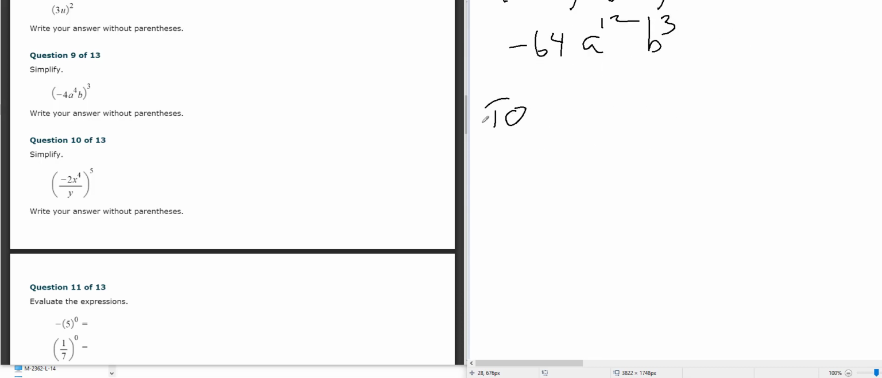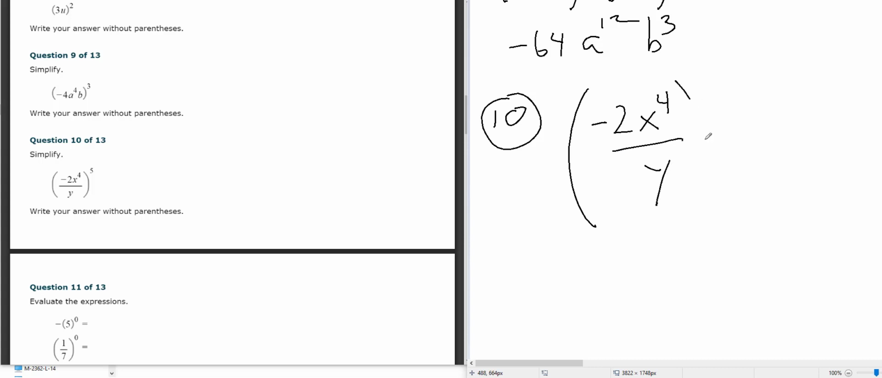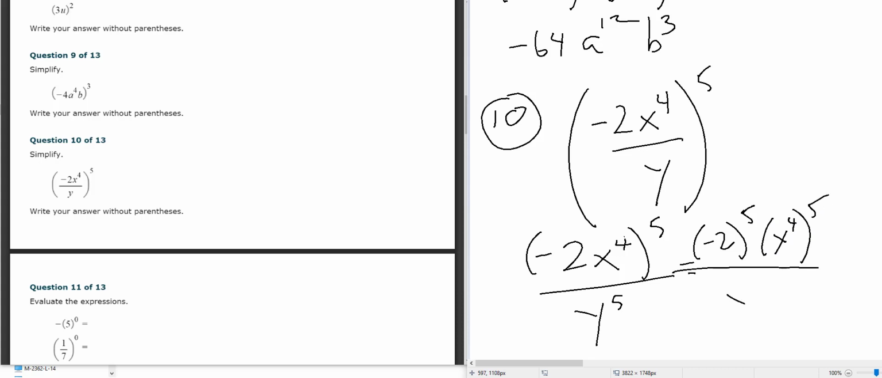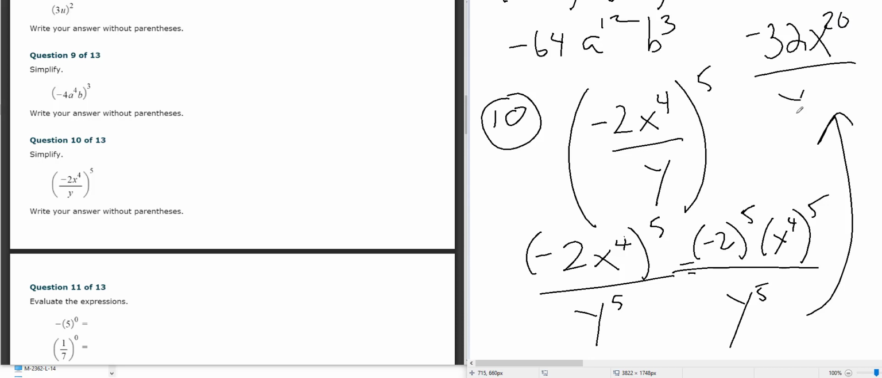Number 10. Turns out that when you have a quotient to a power, the same rule applies. Like we saw way back in the very beginning when we did a fraction to a power, we have to do the top to the power and we have to do the bottom to the power. I'll do that -2 to the 5th in my calculator, put it in parentheses, okay? It doesn't matter so much since it's an odd exponent, but if it was an even exponent, your calculator would do it wrong. The answer to that's going to be -32x to the 20 over y to the 5th.